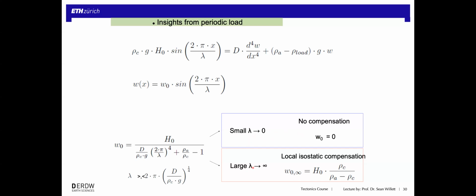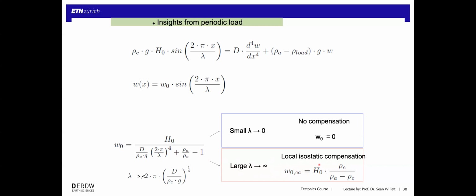On the other hand, if the wavelength is very long, and this, I better have a look at this slide. There's something weird going on here. But if this one will be correct. If it's very long, what that's saying, this one is correct. If it's very long, there is local isostatic compensation. So the load will simply sink into the asthenosphere until it is exactly compensated, right?